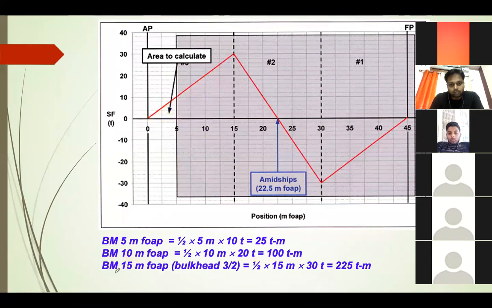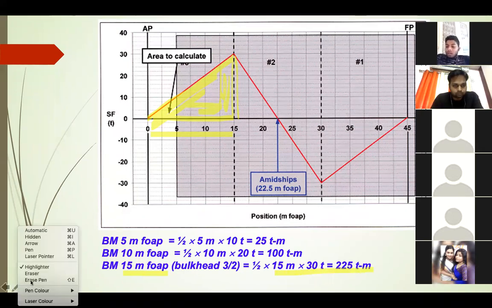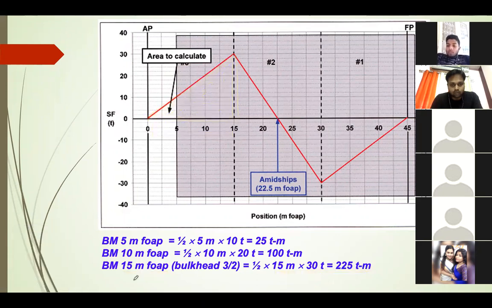So again, your BM at 15 meters. Again, you will have the triangle from here to here. This is the whole area which you will be calculating. So again, your half base will be from 0 to 15. Base is 15 meters and your height is 30 tons. So half into 15 meters into 30 tons will give you 225 ton meter. Okay. So we have completed calculating up to 15 meters.